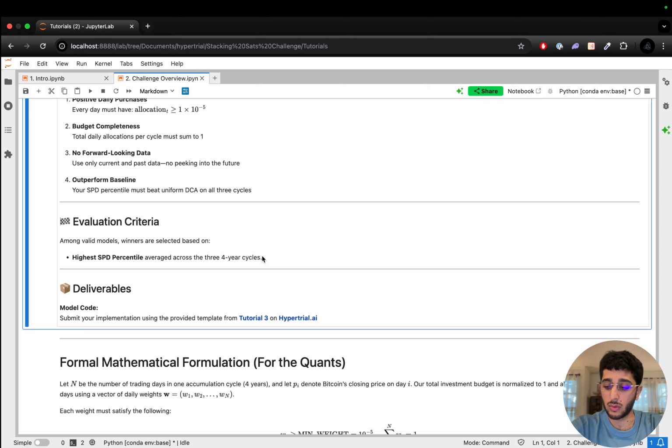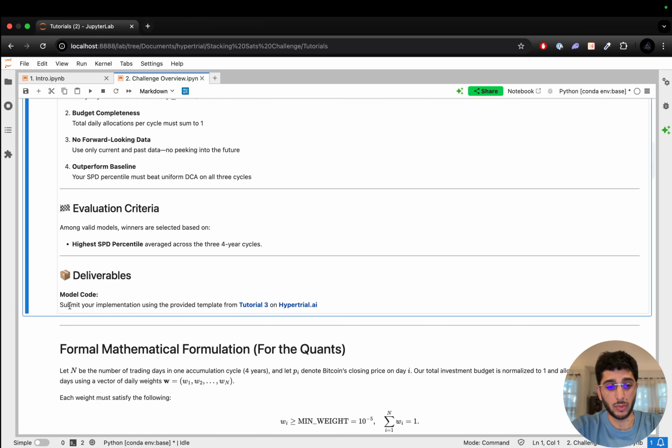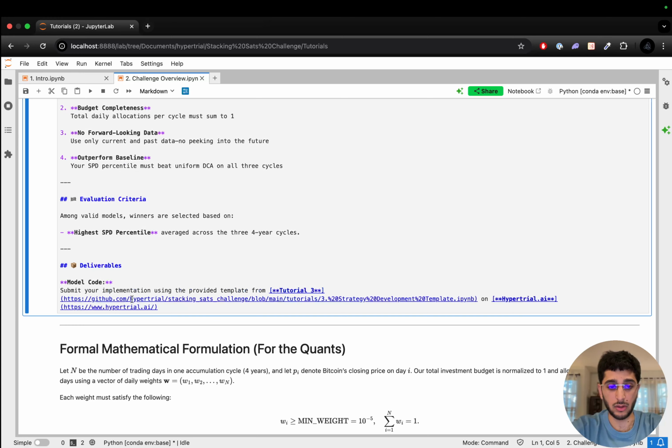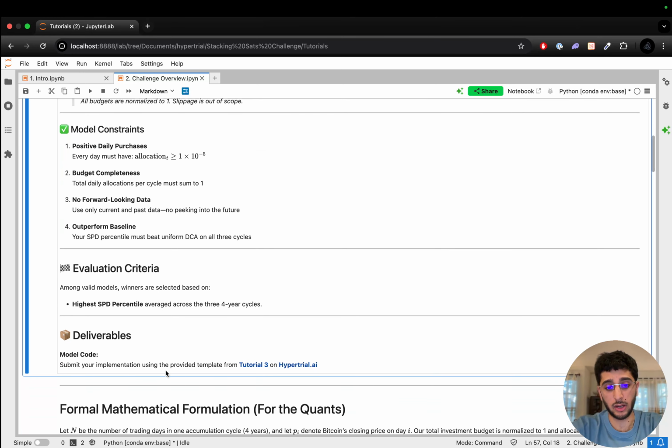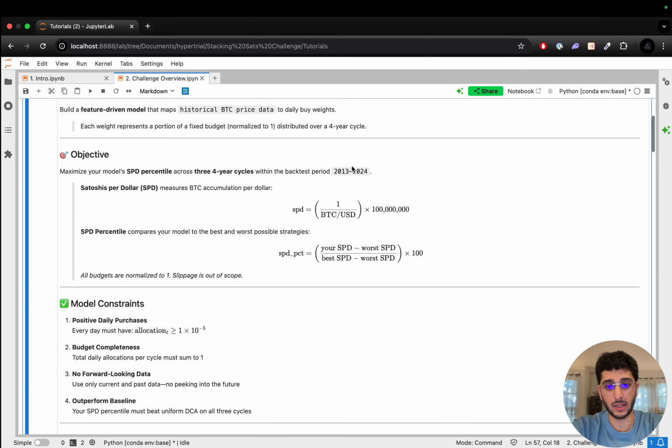So you're going to begin doing some sort of exploratory data analysis to understand structural differences or key properties of Bitcoin. And then you're going to use that to motivate a strategy that will allow you to map those features that you found relevant to weights. And that will follow a very specific template that can be found in tutorial 3. Not the YouTube video tutorial 3, but the GitHub tutorial 3. And you'll be submitting your code. This is a challenge-specific detail here. You'll be submitting your code on HyperTrial, and we will be ranking your backtest.